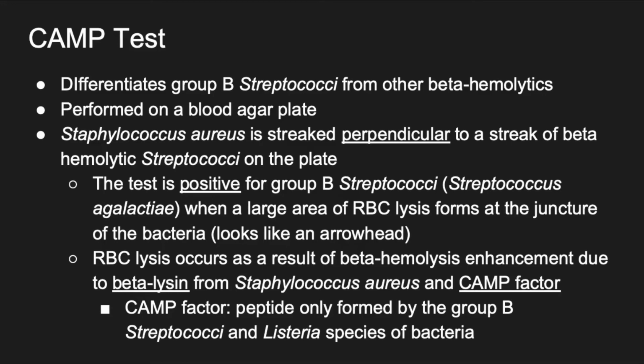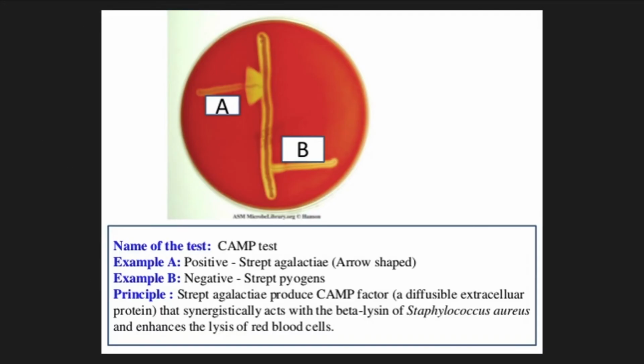And so this next slide is just a picture showing the results of a CAMP test. You'll see that the big streak down the middle, that's Staphylococcus aureus, okay? So that is Staphylococcus aureus, and then on either side that are labeled A and B, we have our different species of Streptococcus. So A is our Streptococcus agalactiae, and B is a negative Streptococcus pyogenes.